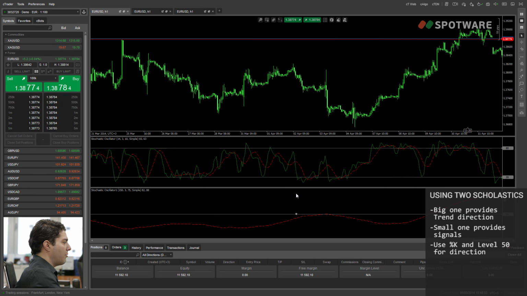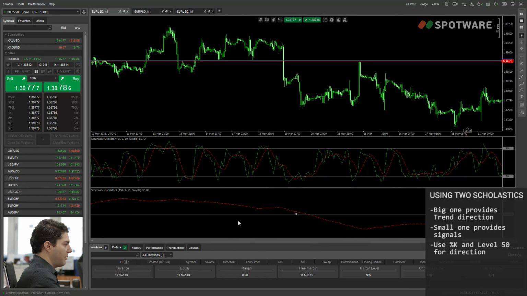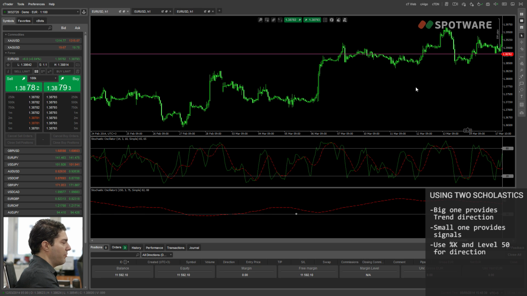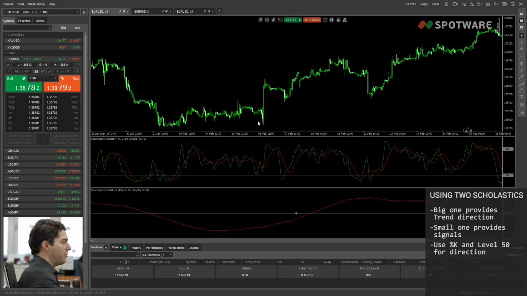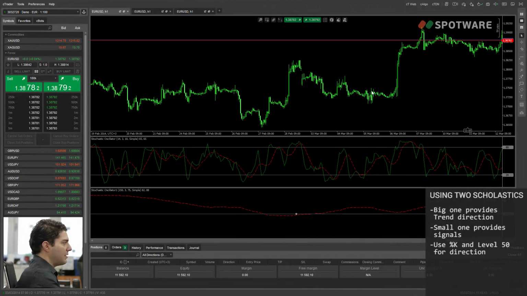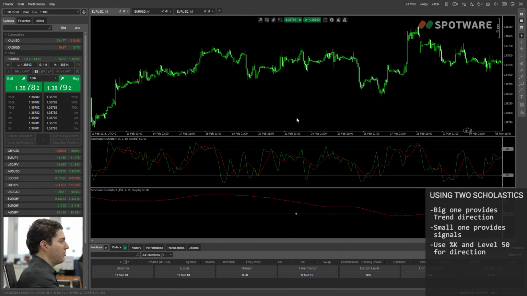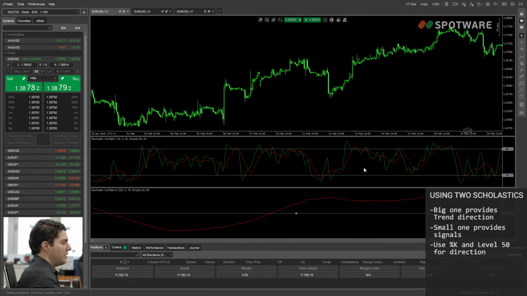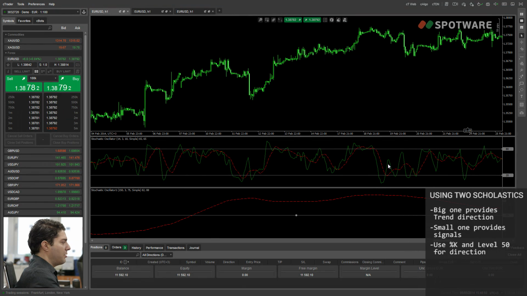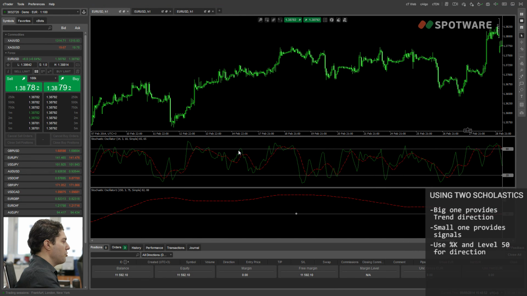So what we're doing now is we have the big one, the one with the 150 periods, giving us the overall direction of the trend. The market might not be trending all the time, but even the slightest slope is going to show it to us. And the other indicator is used for entering the signals. So for example, here we see that this indicator, the big one, is above the 50 line.